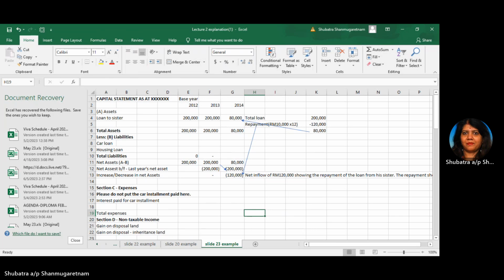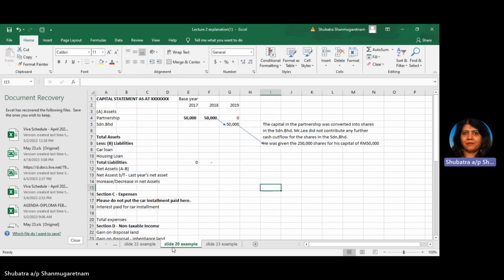Next one. Mr. Gan gave an interest-free loan to his sister of 200,000 in May 2012. She paid 10,000 per month to Mr. Gan commencing January 2014.